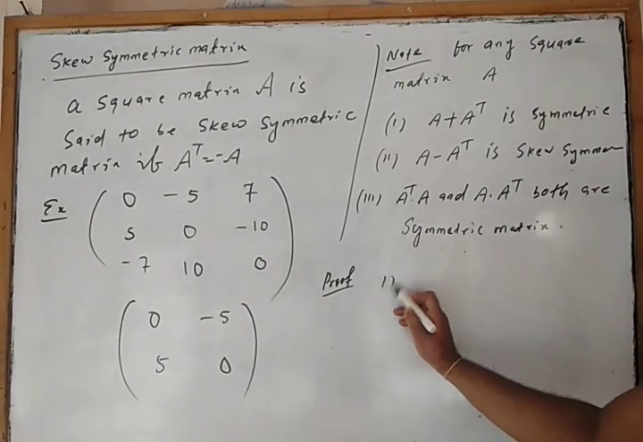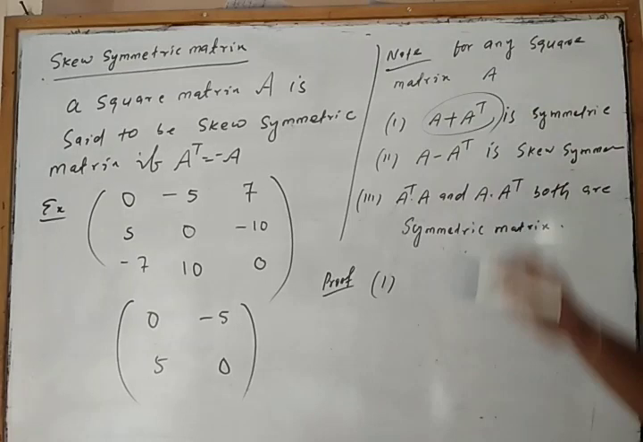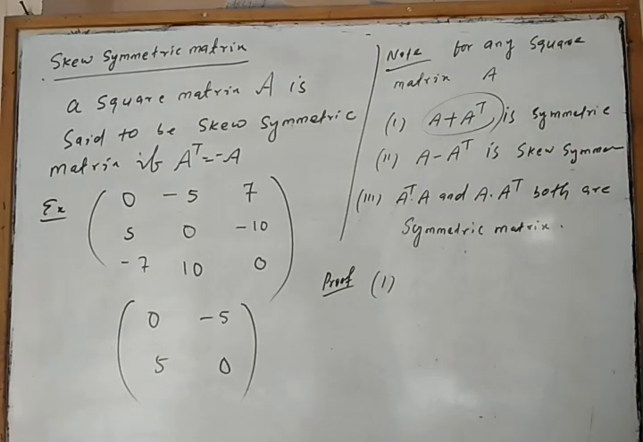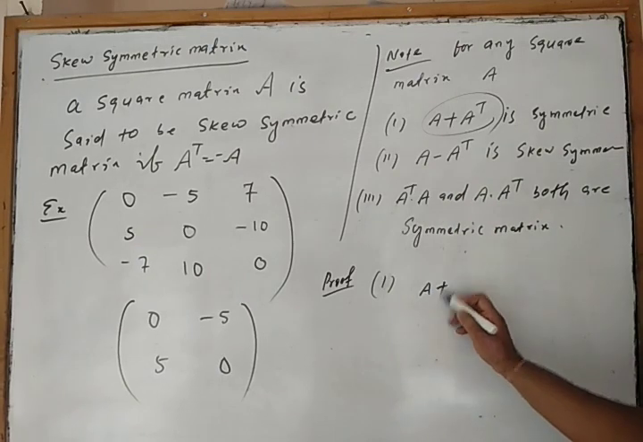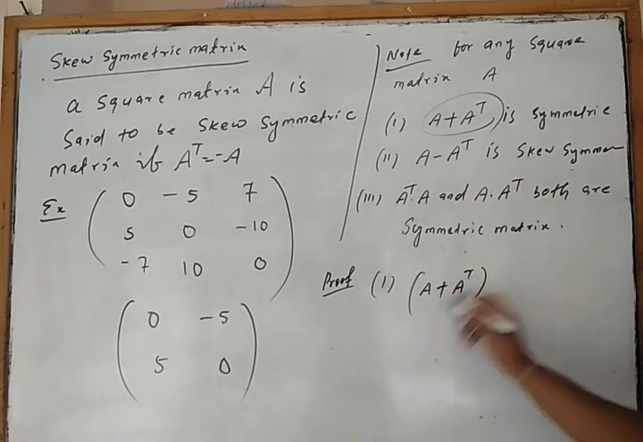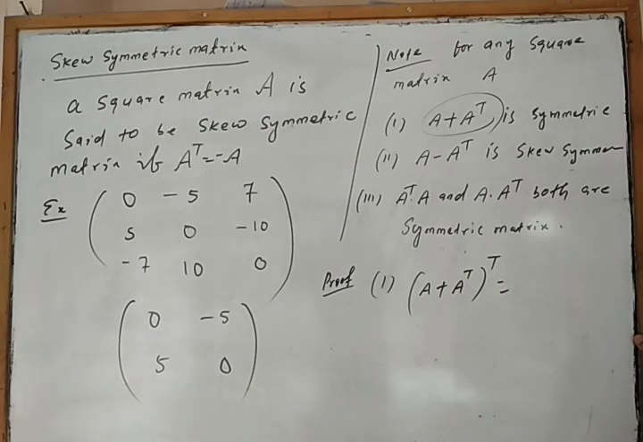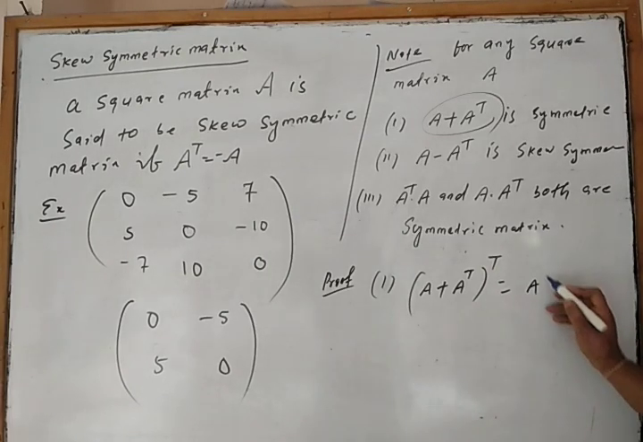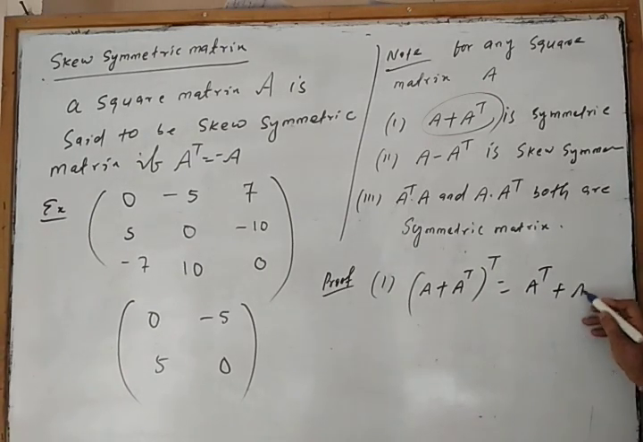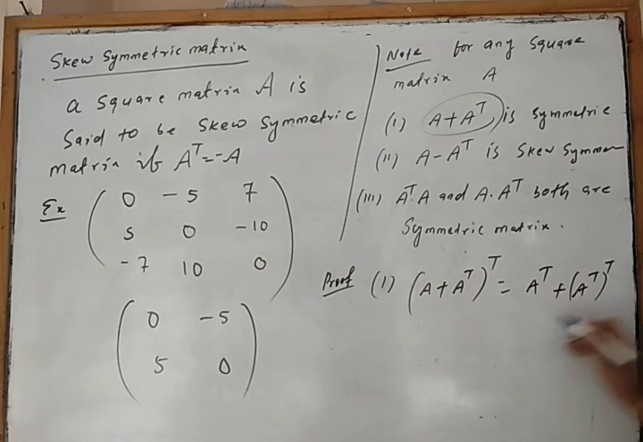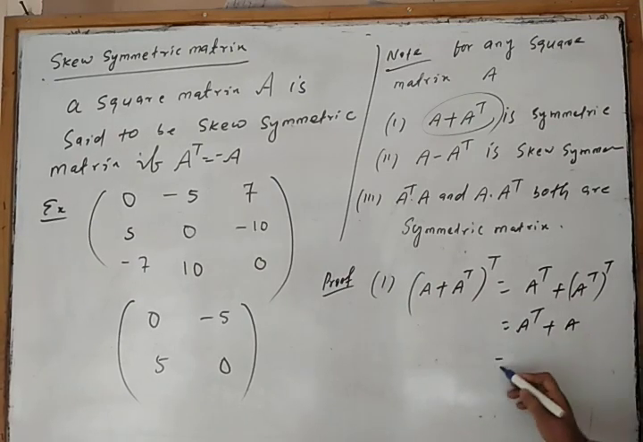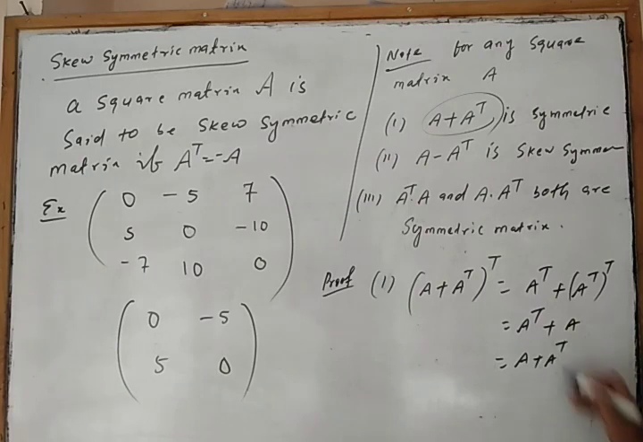Proof of one: first we have to prove A plus A transpose is a symmetric matrix. Symmetric matrix means the transpose of A plus A transpose equals itself. There is a property of the transpose of the matrix: (A plus B) transpose equal to A transpose plus B transpose. So this is equal to A transpose plus A transpose transpose, and this is equal to A transpose plus A, since A transpose transpose equals A. This is equal to A plus A transpose.